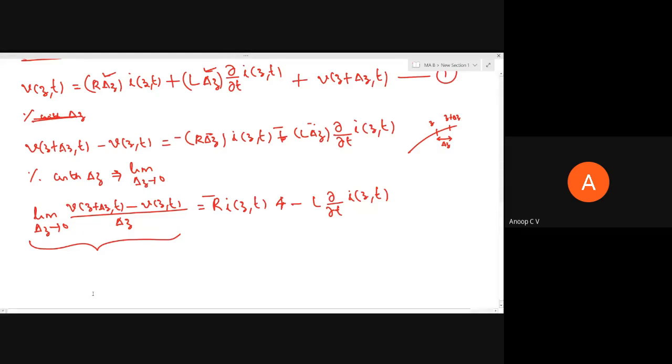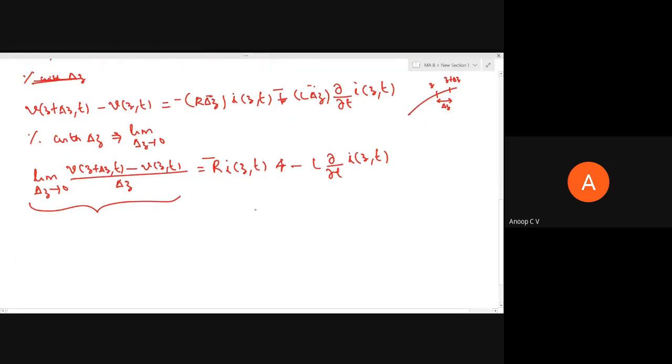This is nothing but the slope or derivative of voltage with respect to z, and this is how the derivative is defined. I can easily rewrite it. Upon applying this limit, it becomes ∂v(z,t)/∂z. So the left hand side becomes this, which is equal to minus r I(z,t) minus L ∂/∂t of I(z,t).